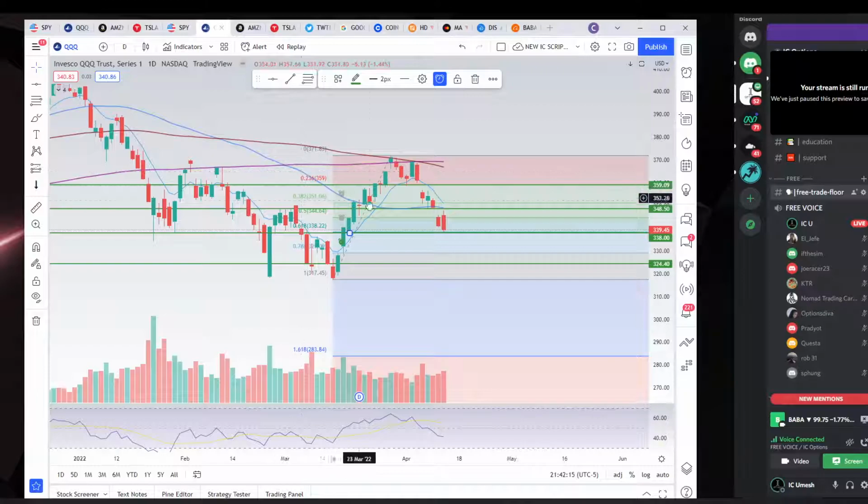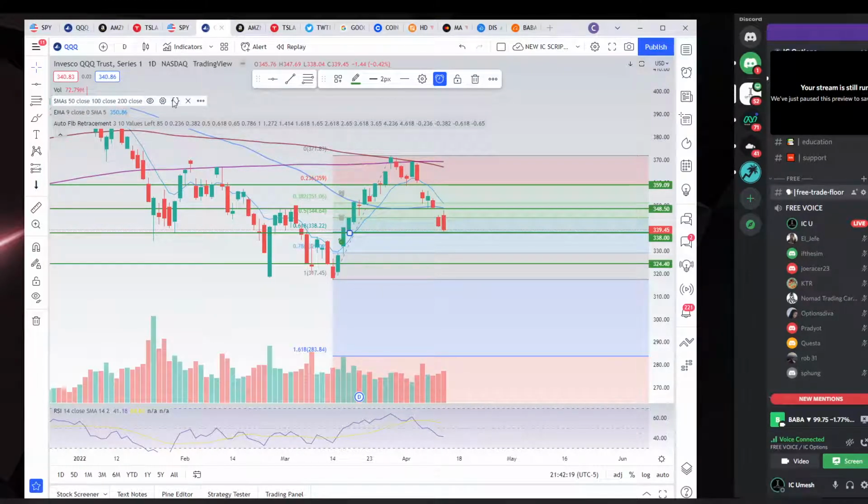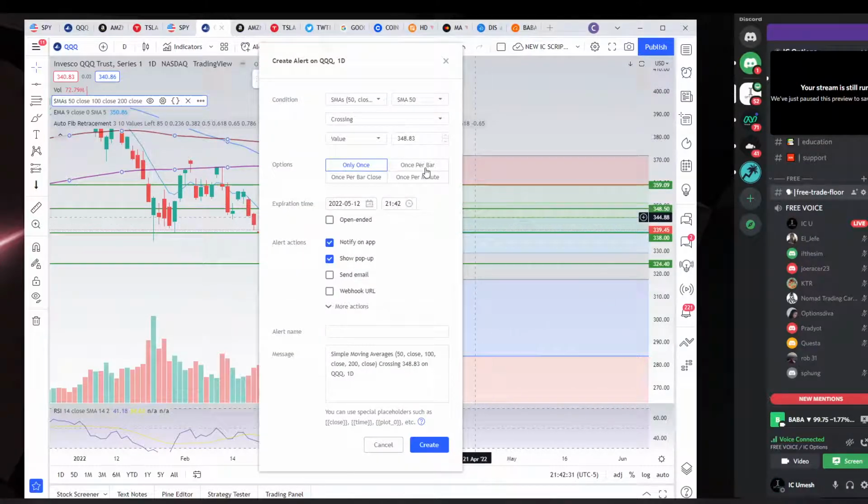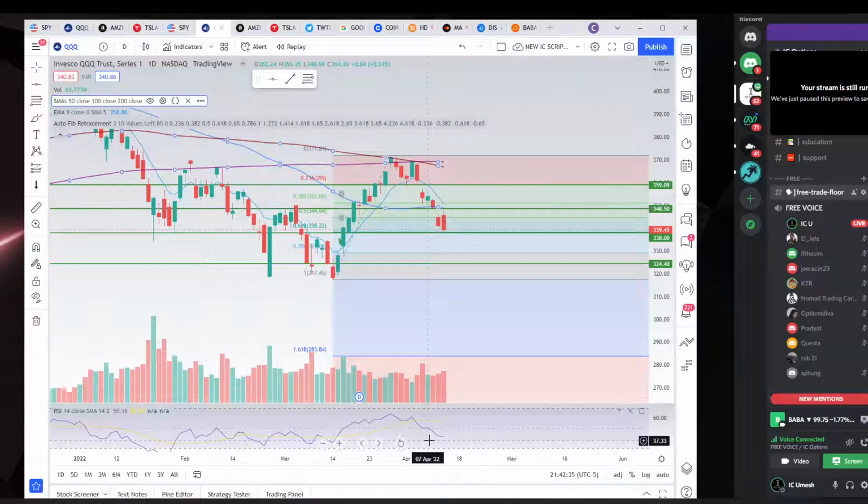This is your thick blue line. All right, and you can see it right here, it pops up for you. What number is that? You just have to move your cursor and I'll show you, which is 348.8. All right, so what am I going to do? Click on this, crossing up, and create.